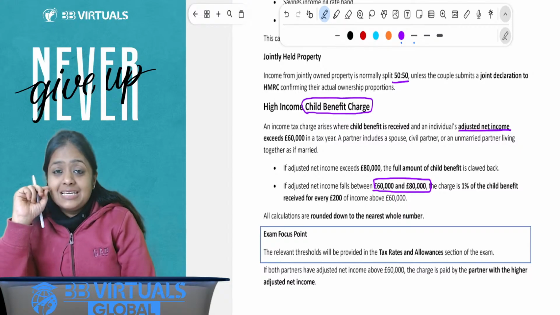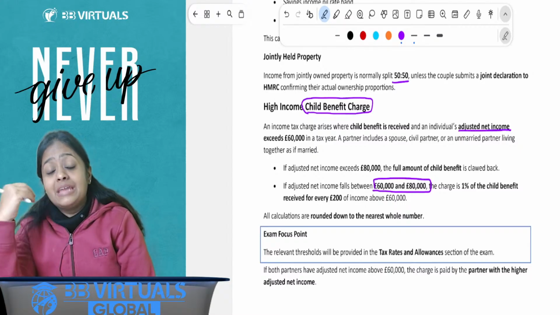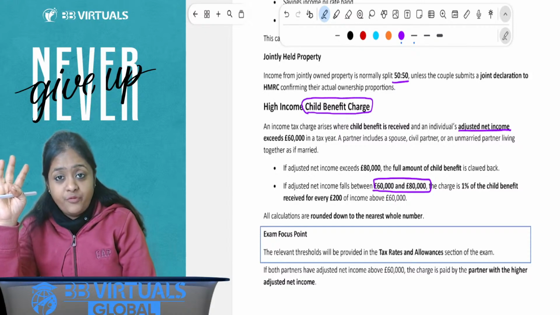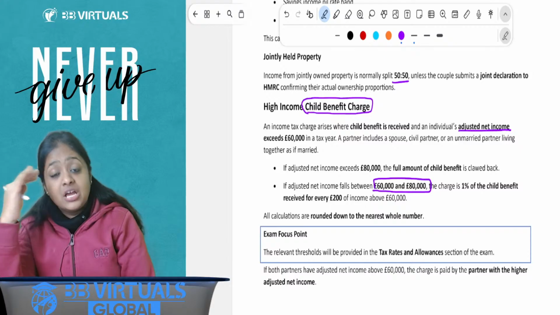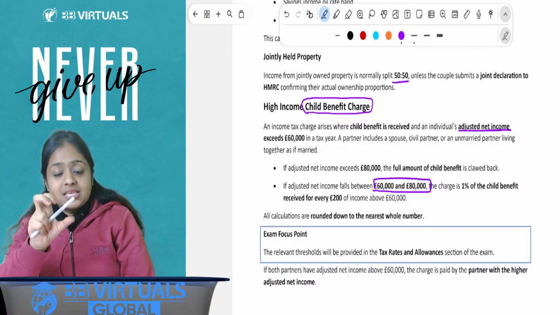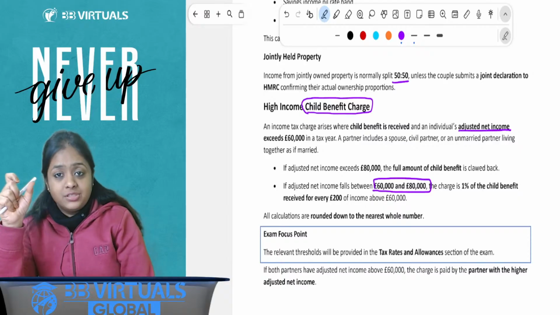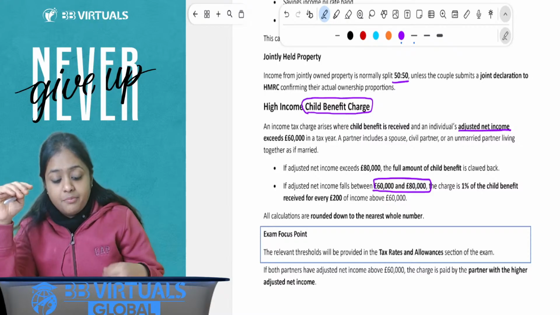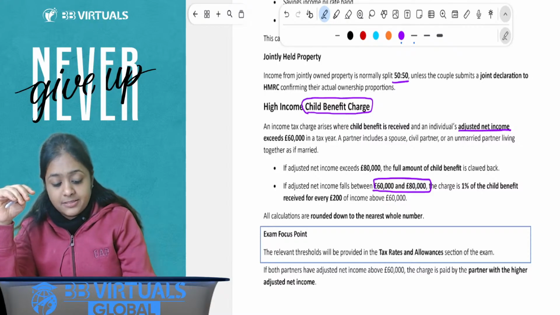But once it exceeds 80,000, then the entire amount that you receive from the UK government as child benefit will be a child benefit charge. 100% will be a charge beyond 80,000. Between 60 and 80,000 there will be some reduction, but beyond 80,000 it will be completely child benefit charge. So the entire amount has to be returned back to HMRC.